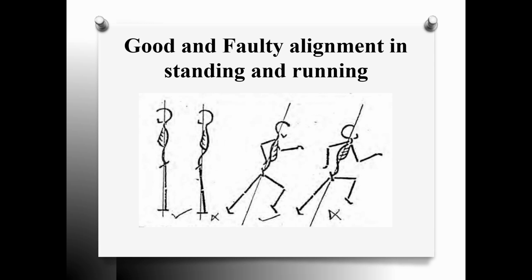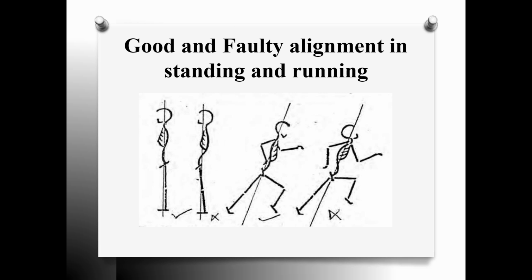Yes, for running, this is the correct alignment. This is the faulty alignment. Why? See the shoulders hyperextended, elbows, the amount of extension and flexion needed is excessive. See the pelvis again more anteriorly rotated, tilted, you can see. Yes, excessive hip flexion compared to normal, because of that excessive knee flexion, because of that excessive plantar flexion. Yes, so these are the changes, that is good and faulty alignment in standing and running.